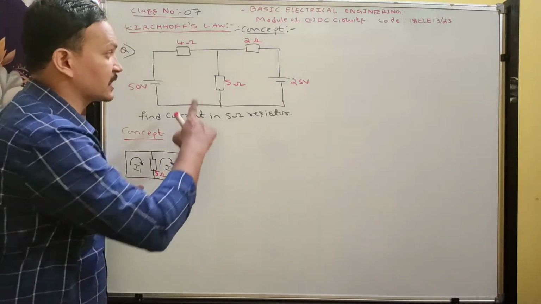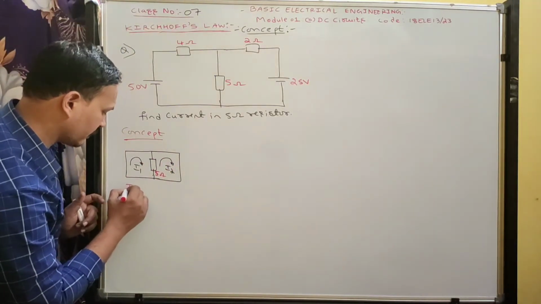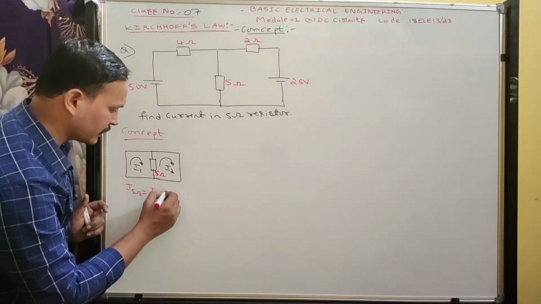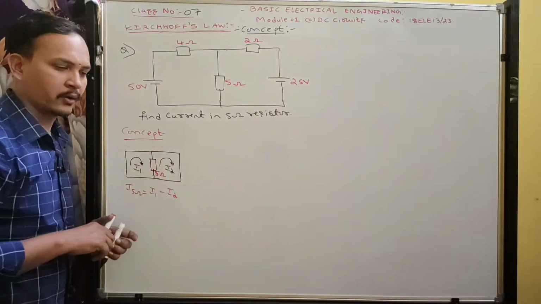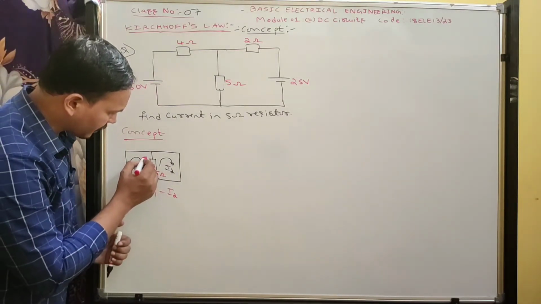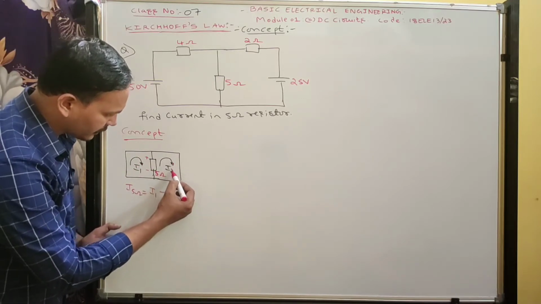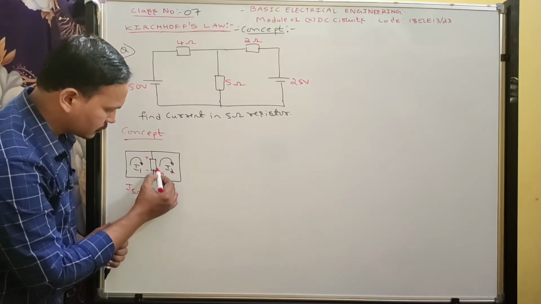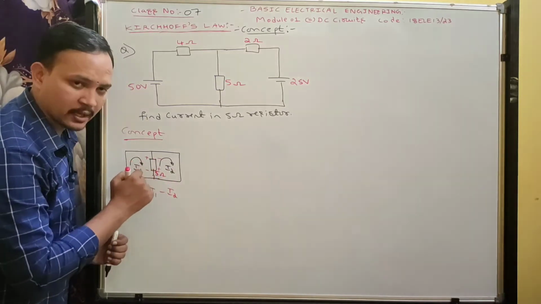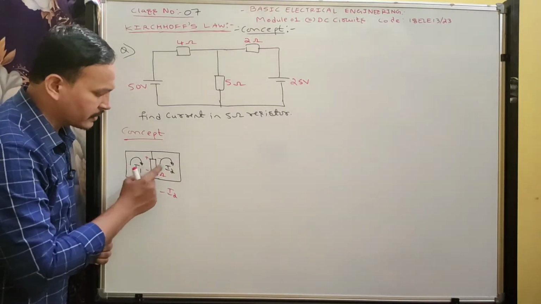If you assume the direction like this, then the current flowing through the 5 ohm resistance is given as I1 minus I2. Look here. Why? This current is entering the resistor, mark plus, leaves negative. Now this I2 current is entering the bottom of the resistor, so mark plus, leaves negative. Polarity is different. Therefore the current flowing through the 5 ohm resistance will be I1 minus I2.